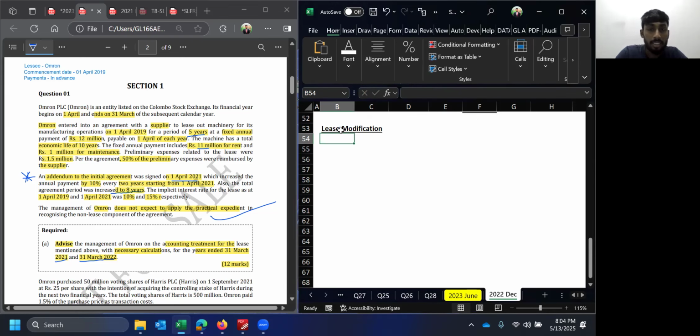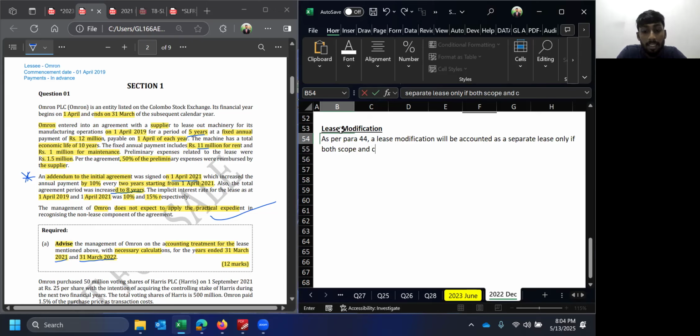So here, what you can refer to is paragraph 44. As per paragraph 44, a lease modification will be accounted for as a separate lease only if both scope and consideration increase commensurate with the market prices.